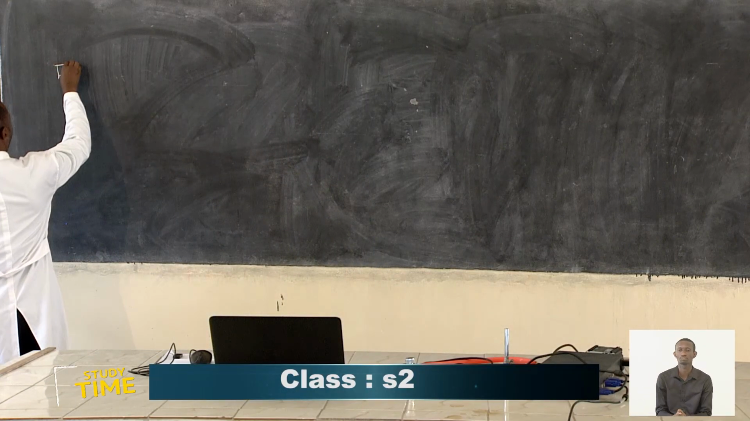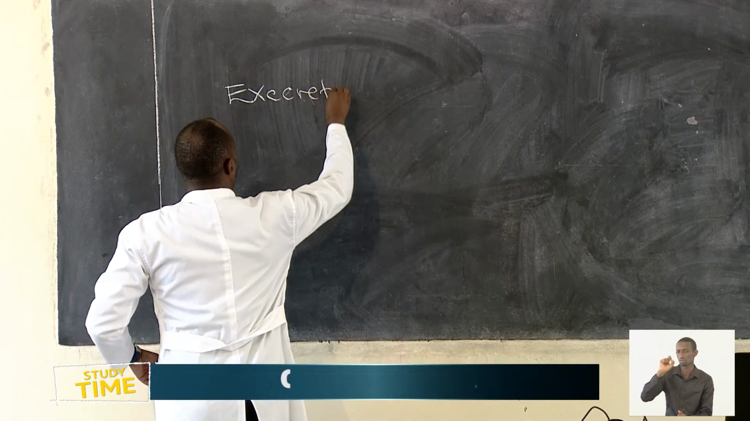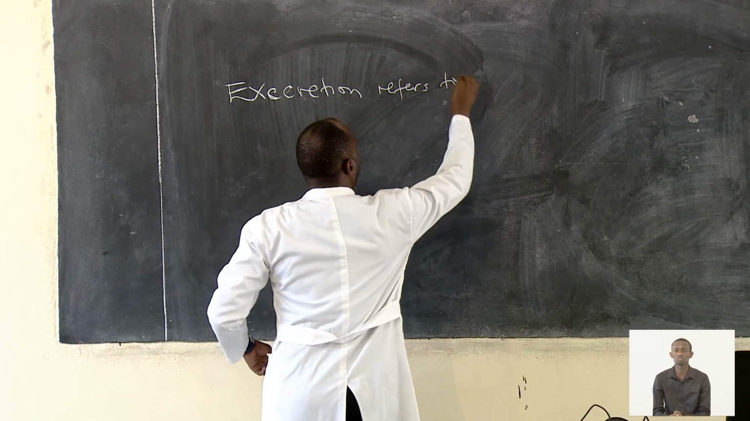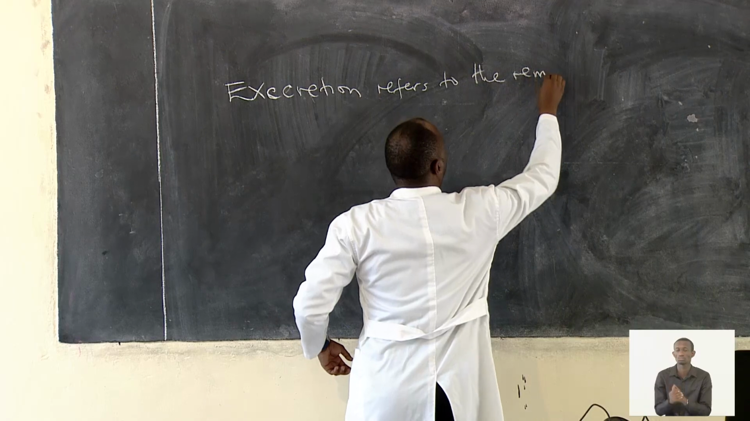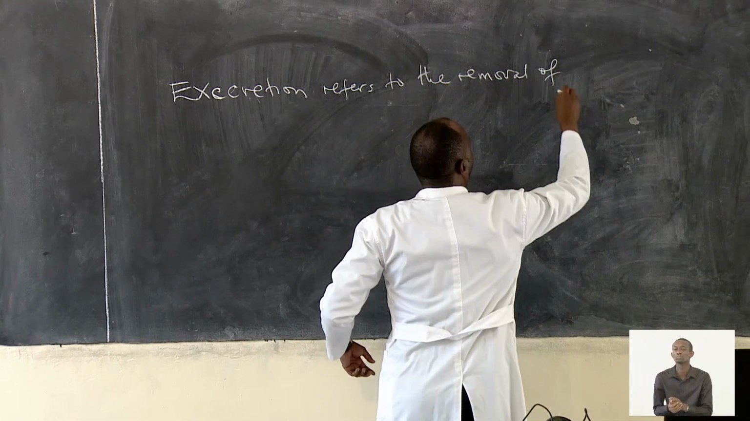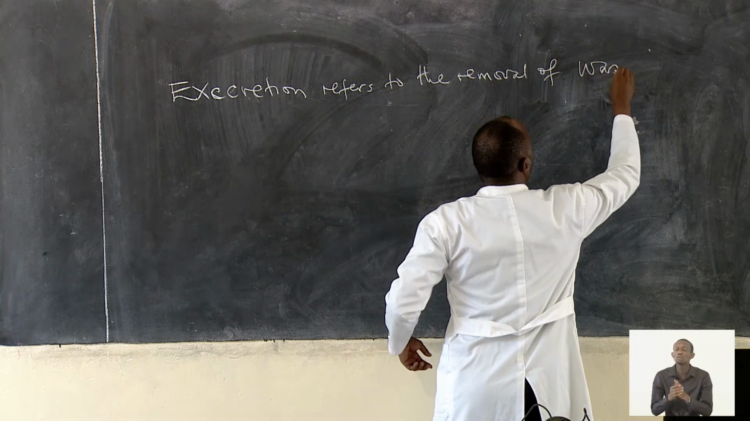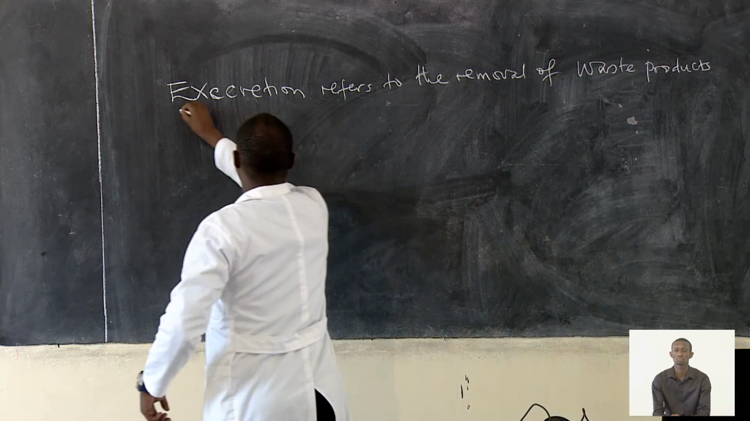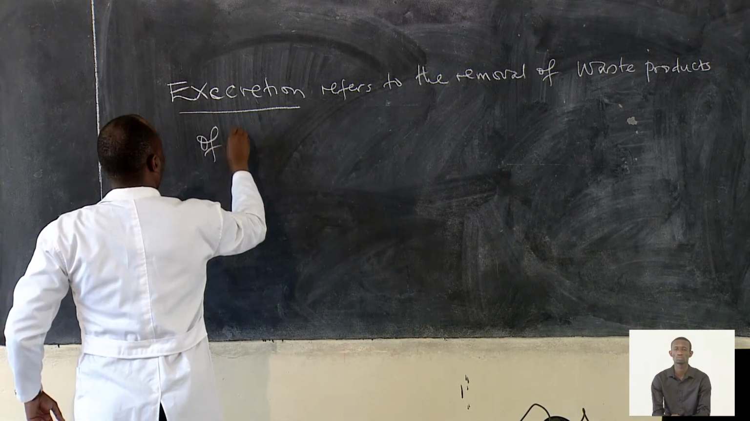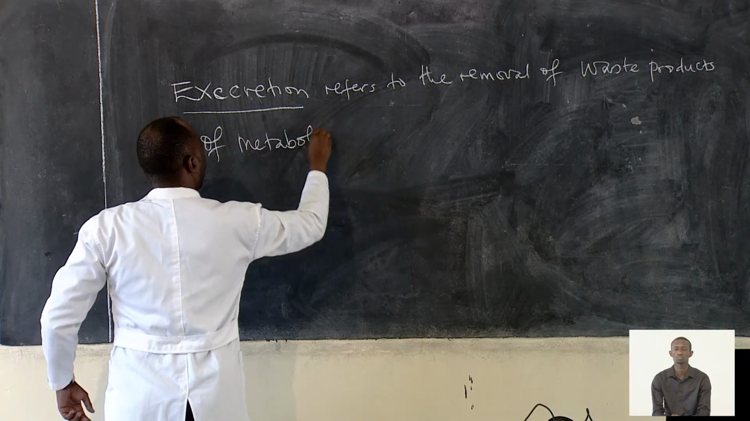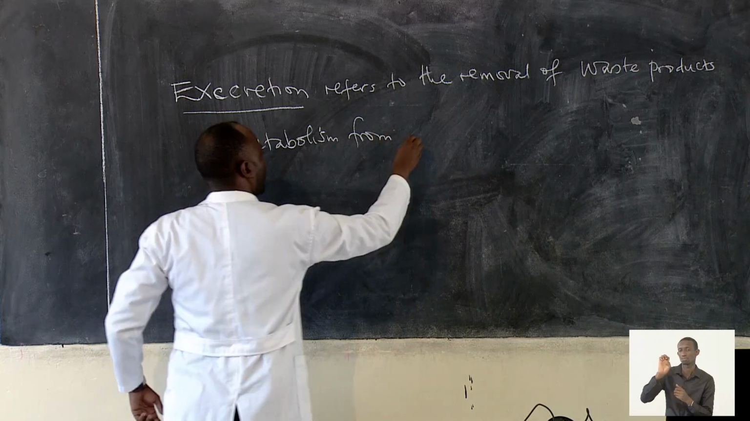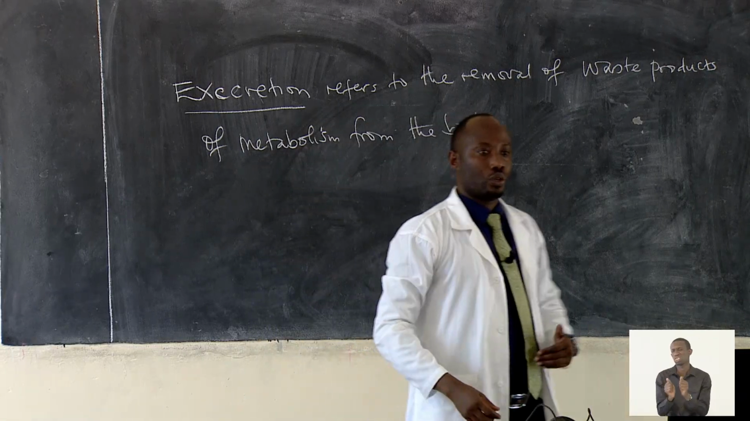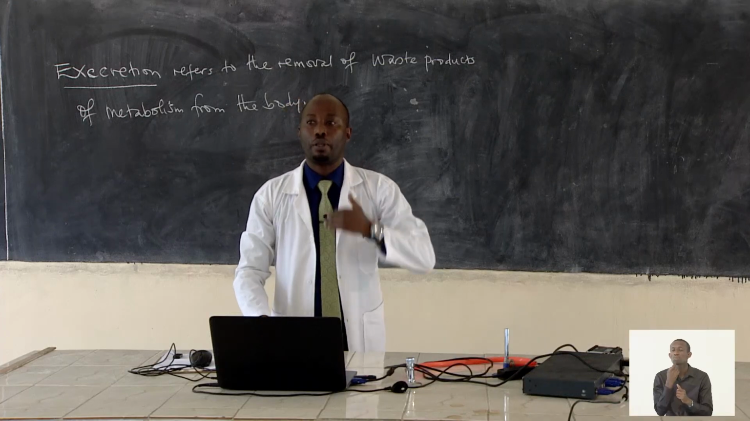So excretion refers to the removal of waste products of metabolism from the body. If they are not removed, automatically they affect the body metabolism. So these waste products have to be removed from the body.